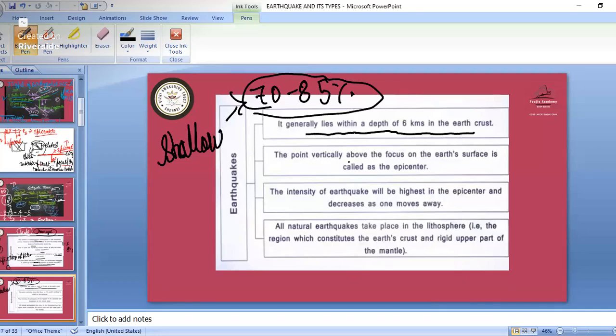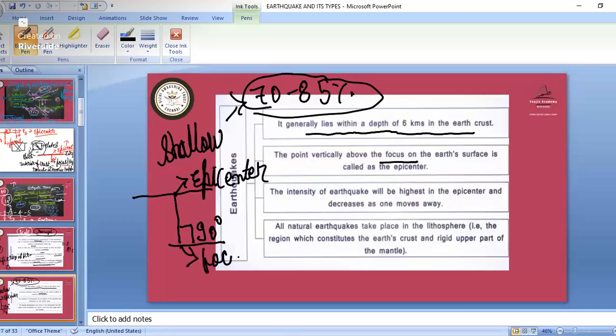The point vertically above the focus. Vertically means exactly at 90 degrees. Remember this part also: exactly at 90 degrees, where it is being felt on the Earth's surface. That is the epicenter, and here we have the focus. The point vertically above the focus on the Earth's surface is called the epicenter.